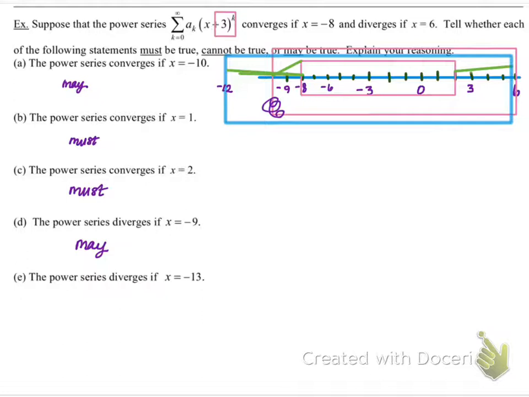Okay, so there we go. We know all of this, and we know that beyond this outer box, the power series definitely diverges if x equals -13. So this must be true. Oops, wrong tool. Must.